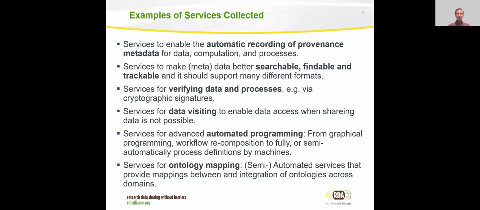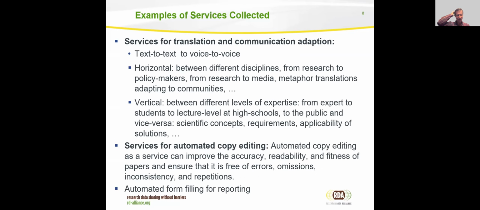We had ideas for automated programming. So, you know, you tell your computer what kind of analysis you want to get done, and it jumps off and writes the code for you. Services for semantic integration, ontology mapping. We had a long discussion about translation services.